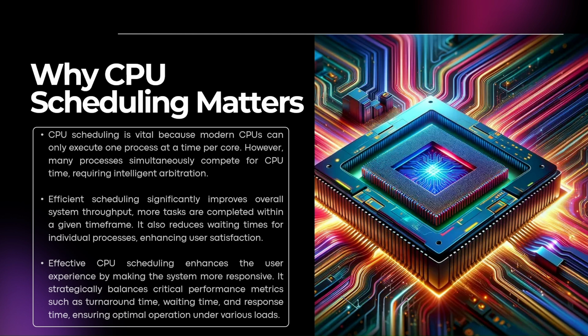Why CPU scheduling matters? CPU scheduling is vital because it directly impacts how efficiently a computer performs. It helps balance key performance metrics like turnaround time, waiting time, and response time, ensuring optimal operation even under heavy workloads. Without proper scheduling, the system would slow down, tasks would queue up, and user experience would drop significantly. That's why smart scheduling is at the core of every operating system.